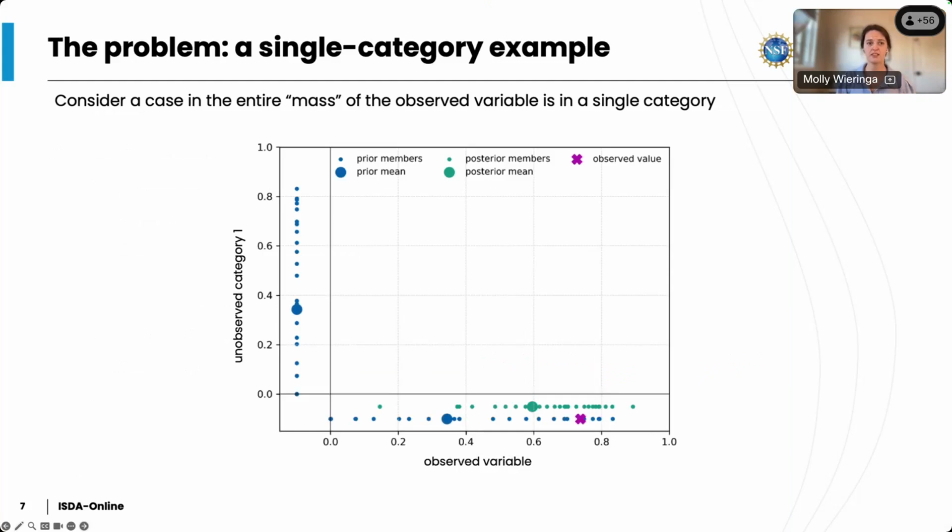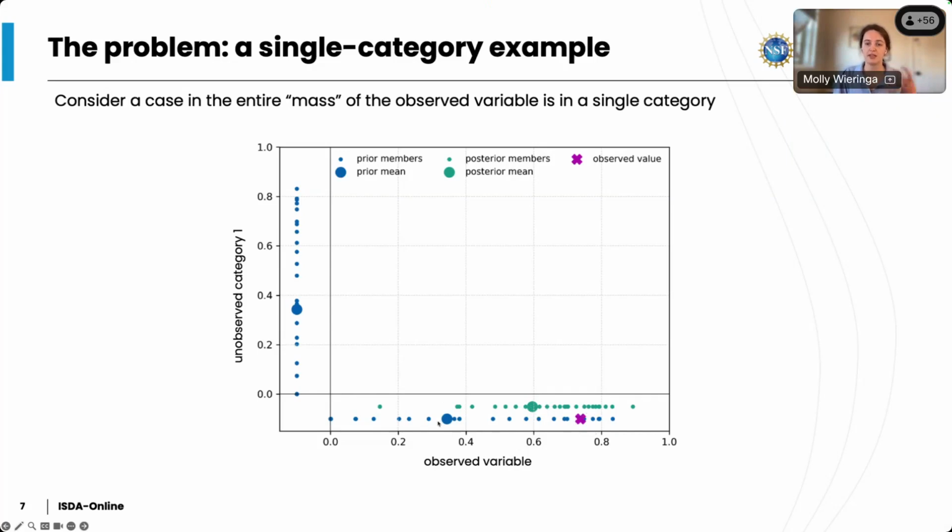Our first is going to be an example in which we consider an observed variable for which the majority of the mass of that observed variable is held within a single unobserved subcategory. I'm going to illustrate that with this schematic where the ensemble prior estimates of the observed variable are shown on the x-axis as blue dots, and the prior estimates in the ensemble for the unobserved subcategory variable are shown on the y-axis in blue dots. The updated posterior ensemble estimates are shown in teal on the x-axis as a result of assimilating some observation represented here in the purple X.